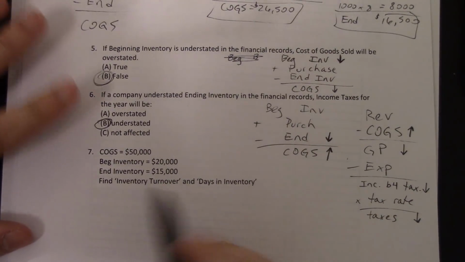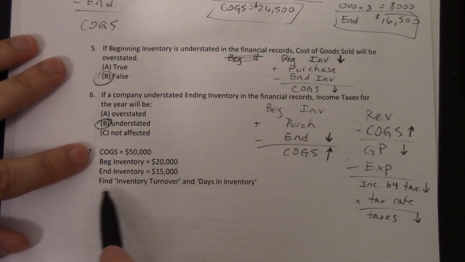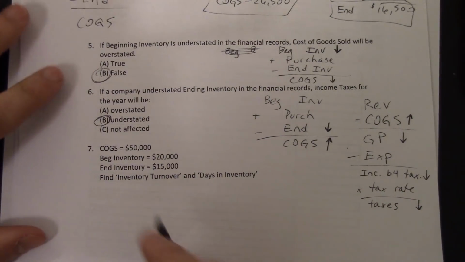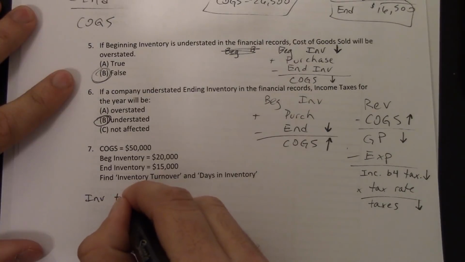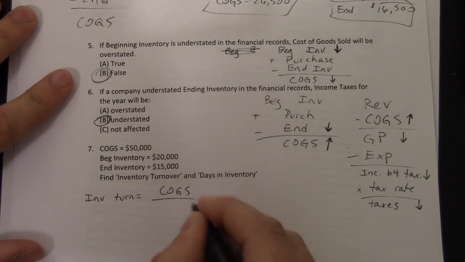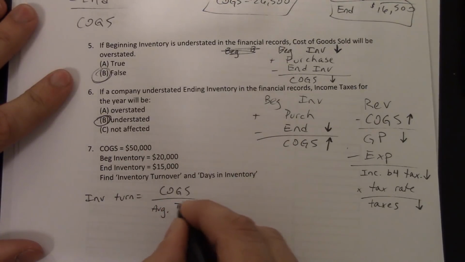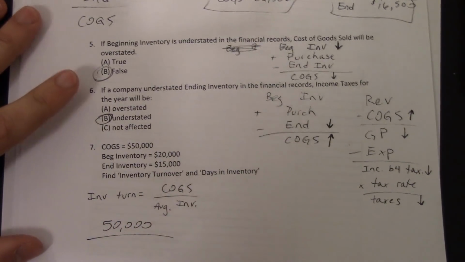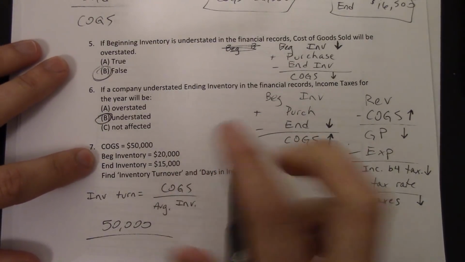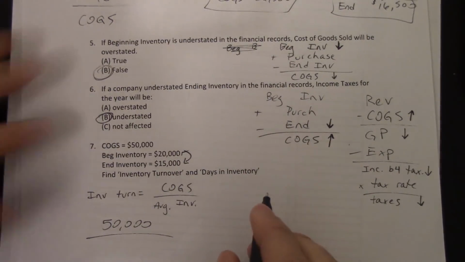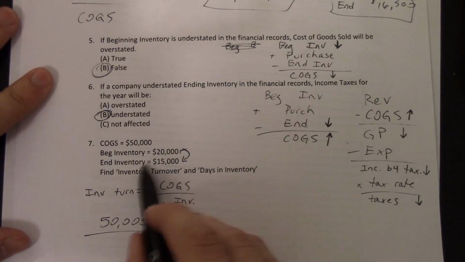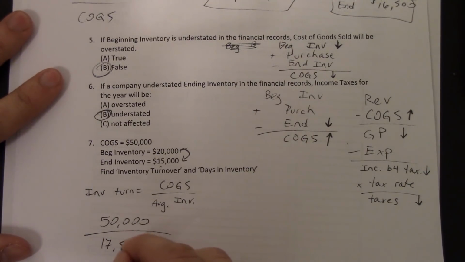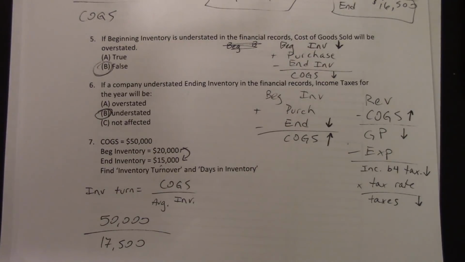Number 7. We've got cost of goods sold, beginning and ending inventory. Let's find our inventory turnovers and these other ratios. So inventory turnover is cost of goods sold over average inventory. So simply our cost of goods sold is 50,000. That's our numerator. And our denominator is the average between beginning and ending. How do we do that? Well, you just take a simple average, add those up, divide by 2, and it should be 17,500, if I'm correct.